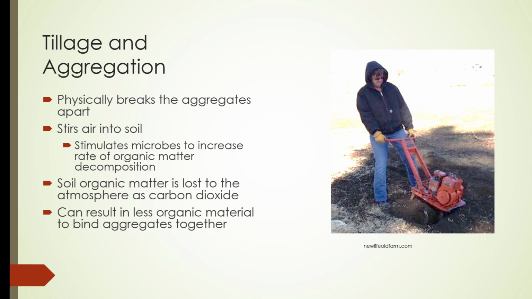Tillage and aggregation, this is when you physically break the aggregates apart. What it does is it stirs air into the soil, which stimulates your microbes, and that increases the rate of organic matter decomposition. So your soil organic matter is lost to the atmosphere as carbon dioxide. And so this can result in less organic material, and without organic material, you don't have the glues that bind the aggregates together.